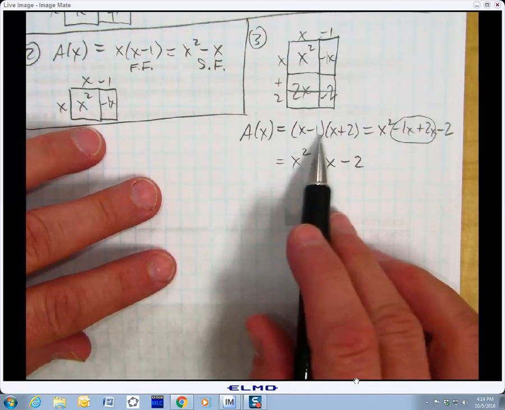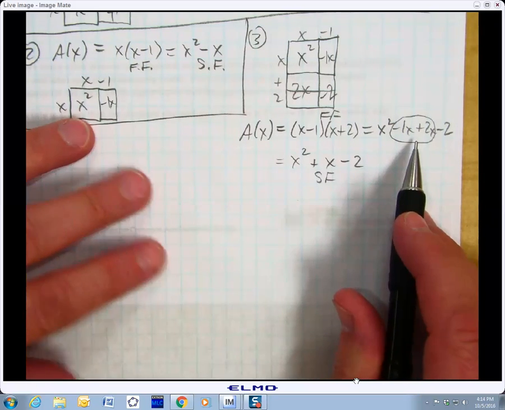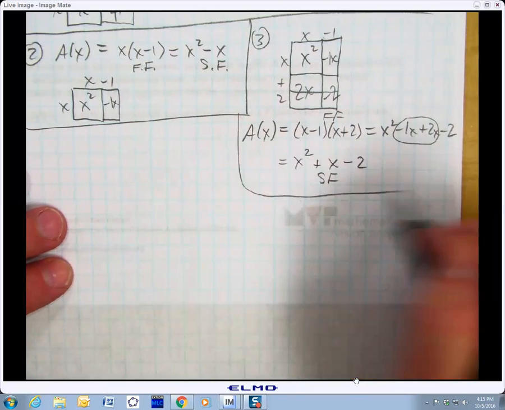So there we have our factored form here and our standard form here. This is kind of an in-between form. We don't really have a name for this. So that's that. That would be your number 3.